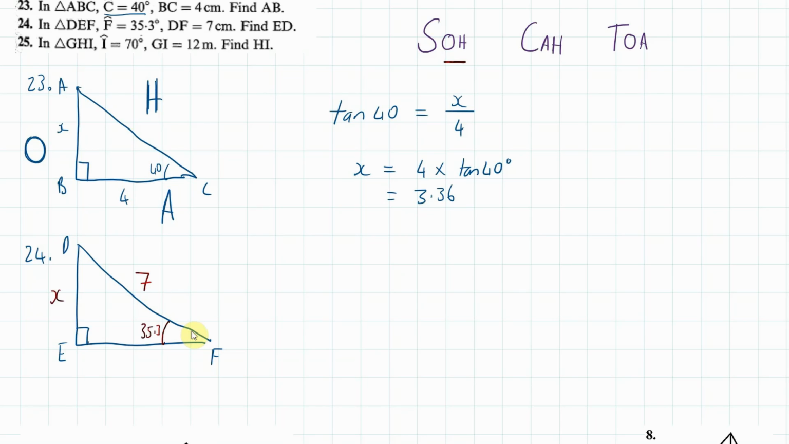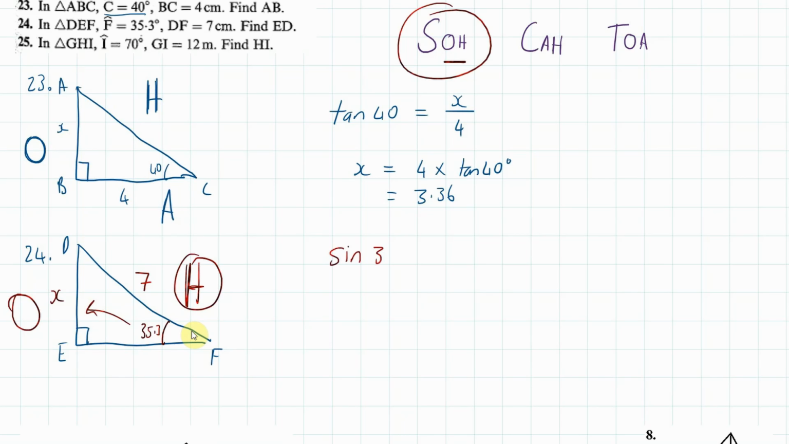Oh, this is exactly the same as the previous one. So you can see, let's label our sides. Hypotenuse. Opposite, because it's opposite here. Oh no, it's not the same as the other ones. Wake up. What do we got? We got SO. So it's sine. So I go sine 35.3. What do we know? Sine is equal to O over H. So, O over H. Now, O in this case is the unknown.